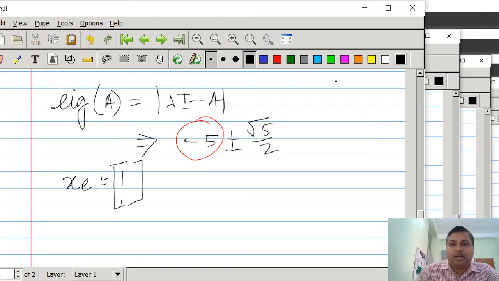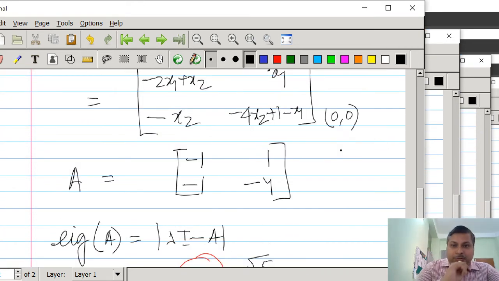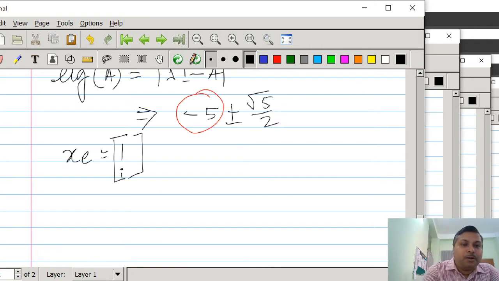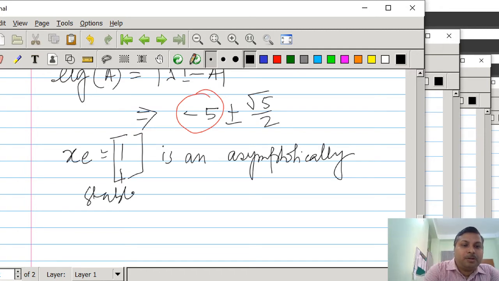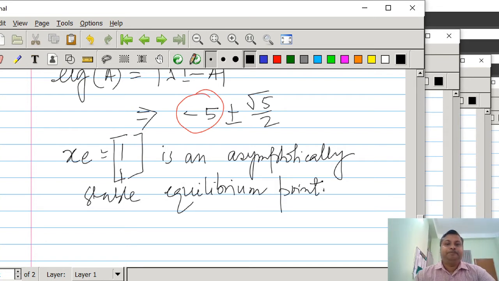Oh, sorry, here I have made a mistake. The equilibrium points are not 0 0, it is 1 1. Sorry, it will be 1 1. So if it is 1 1, xe 1 1 is an asymptotically stable equilibrium point. Okay, good. So this is the way we can solve the things.